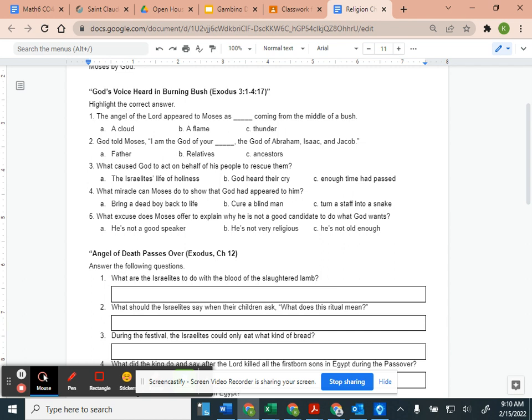When the Lord saw that he had turned aside to look, God called out to him from the bush, Moses, Moses. He answered, Here I am. God said, Do not come near. Remove your sandals from your feet, for the place where you stand is holy ground. I am the God of your father, he continued, the God of Abraham, the God of Isaac, and the God of Jacob. Moses hid his face, for he was afraid to look at God.